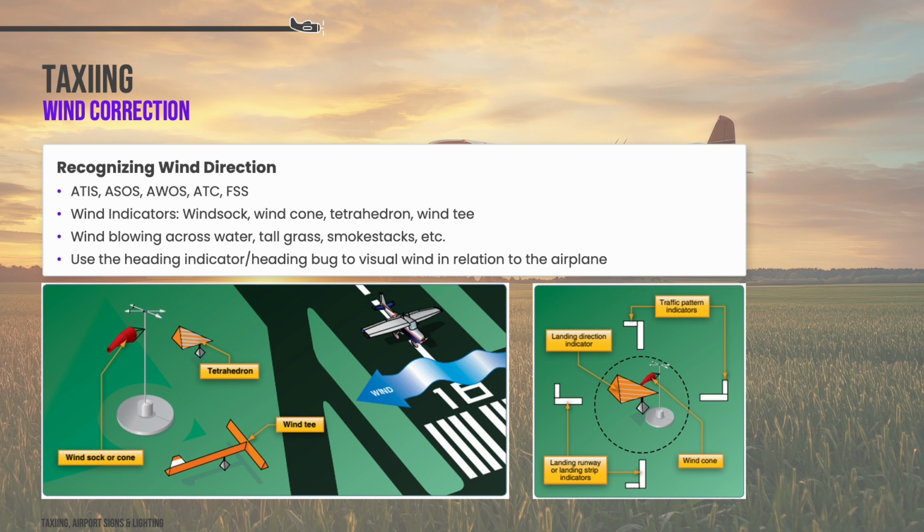All right, talking about wind correction now, we're going to recognize the wind direction as recorded from ATIS, ASOS, AWOS, Air Traffic Control, or Flight Service. And the wind indicators can also be a windsock, a wind cone, a tetrahedron, a wind T, or just wind blowing across water, tall grass, smokestacks, etc. So use the heading indicator and heading bug to visualize the wind in relation to the airplane.